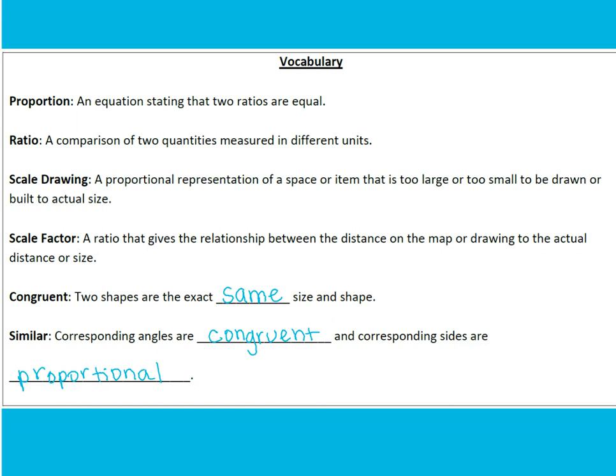We have congruent, which means that two shapes are the exact same size and shape. And we have similar shapes, which are defined as corresponding angles are congruent and corresponding sides are proportional. So they're going to look the same, but they're not the same size.